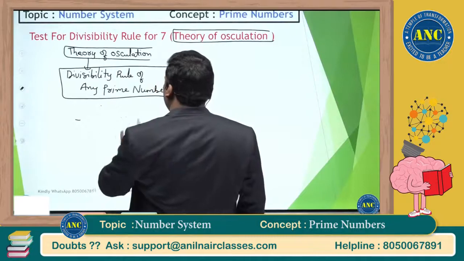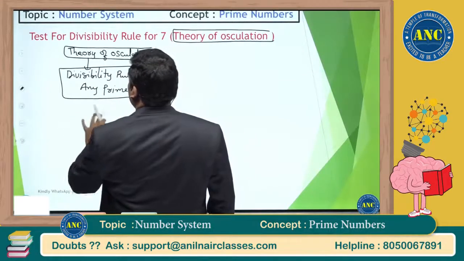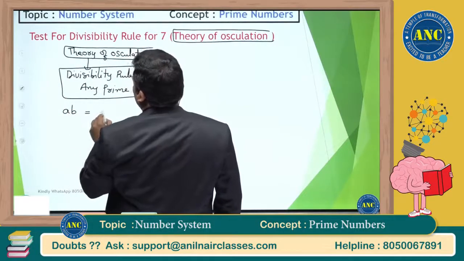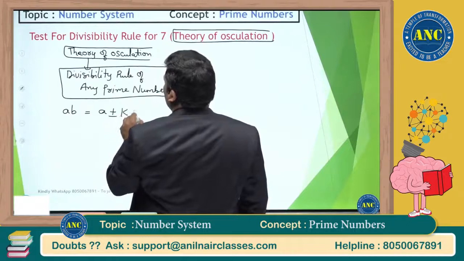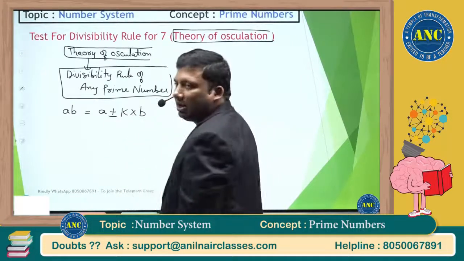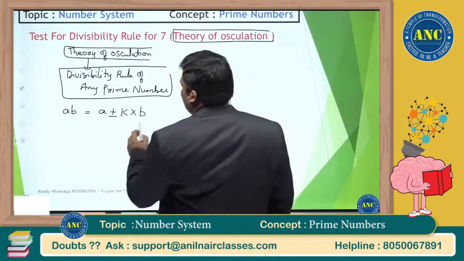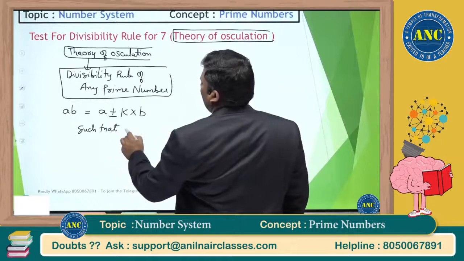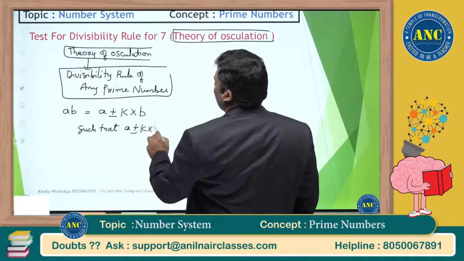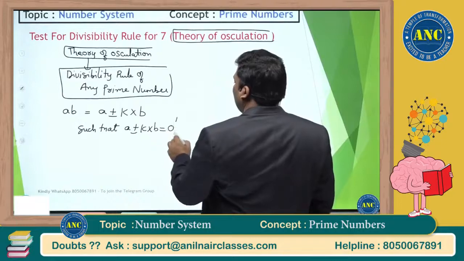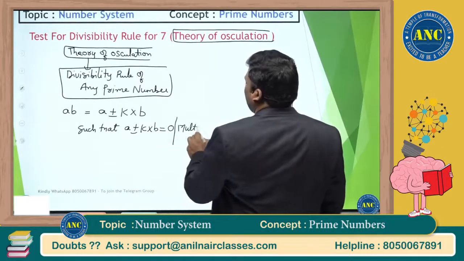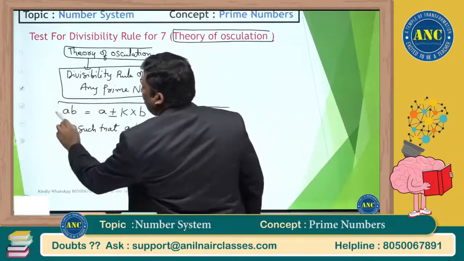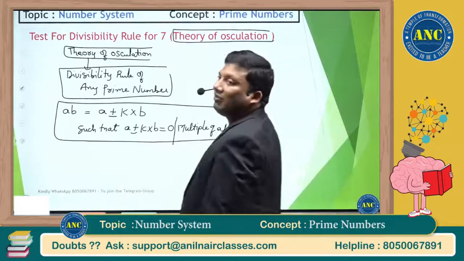First we will do it for a 2-digit number, then you can extend it for a 3-digit number. AB. If you can write AB as A plus or minus K into B, such that A plus or minus K into B will be either 0 or a multiple of AB. Theory of osculation is all about finding the value of K.